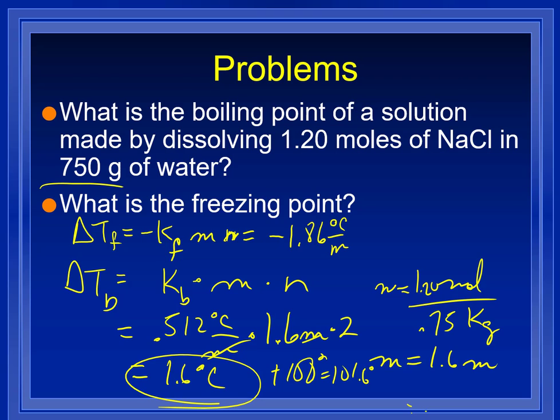Negative 1.86. Notice the K is bigger, so freezing point is affected more. Times molality, it's still 1.6 molal. That hasn't changed. And the number of pieces it falls apart into is still 2. So 1.86 times 1.6 times 2 is, with 2 sig figs, negative 6.0 degrees Celsius.